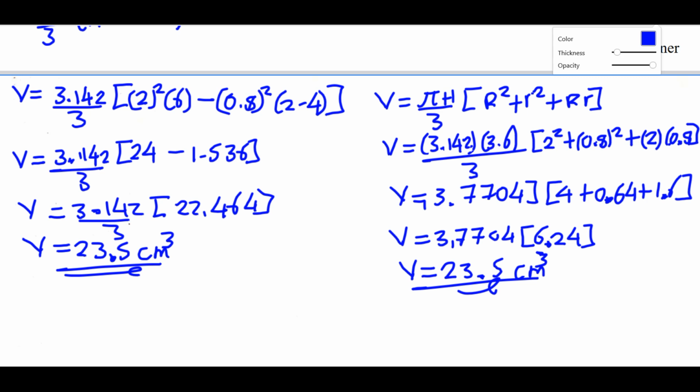If you are using this one, make sure you use the height of the frustum. This is very applicable where you're just asked to find the volume of the frustum, so you don't have to find the height of the smaller cone in case you are not given it. For such questions, this is very applicable. So that's it for this video.